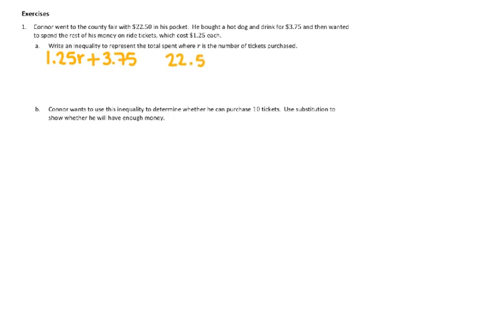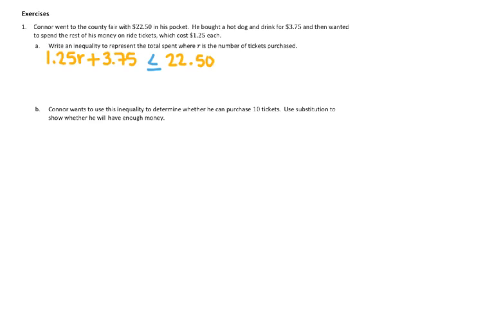So he can spend up to $22.50, but he cannot spend more than $22.50. So we're going to use the inequality symbol less than or equal to, because he can spend less than or he can spend $22.50, but he cannot spend more because he doesn't have any more money. So that is our inequality that represents the total amount spent, where R is the number of tickets that are purchased. So let's look at part B.